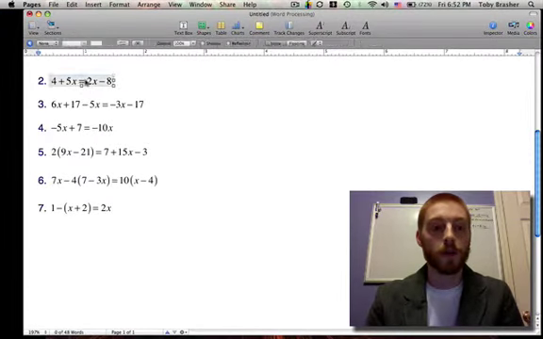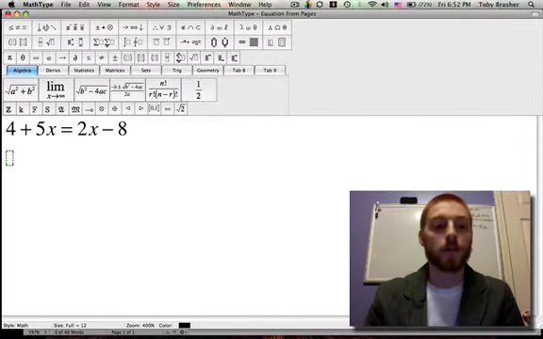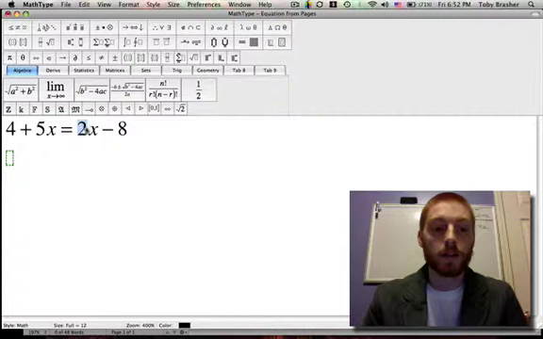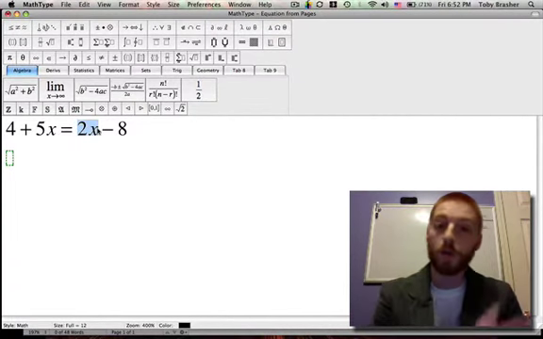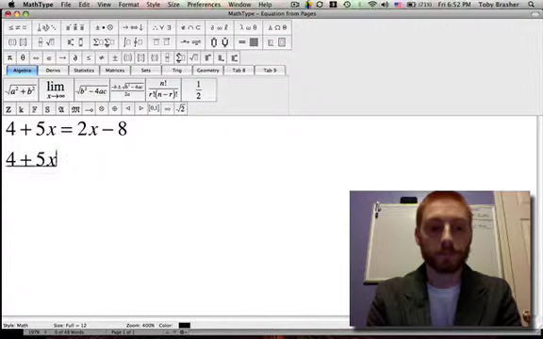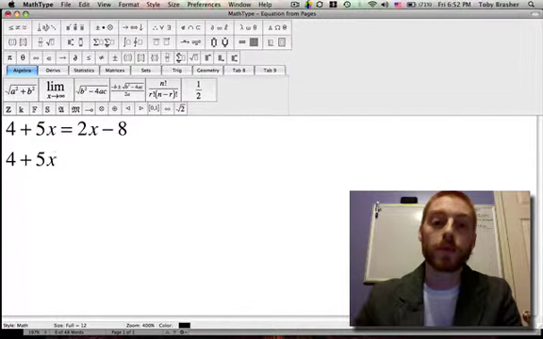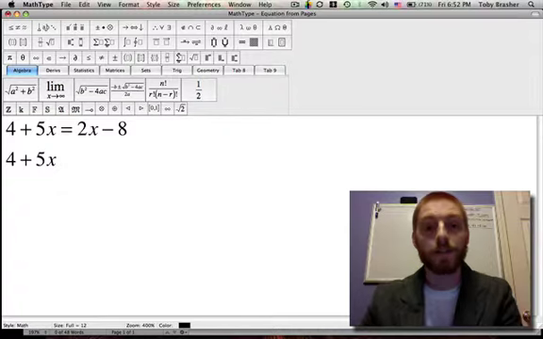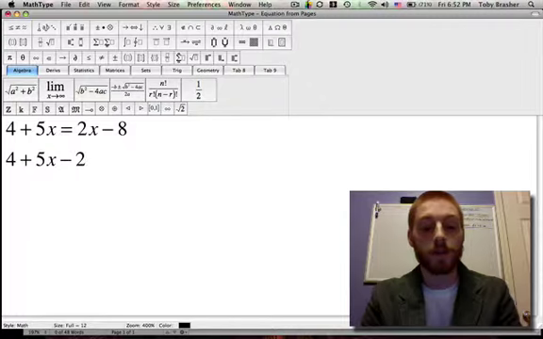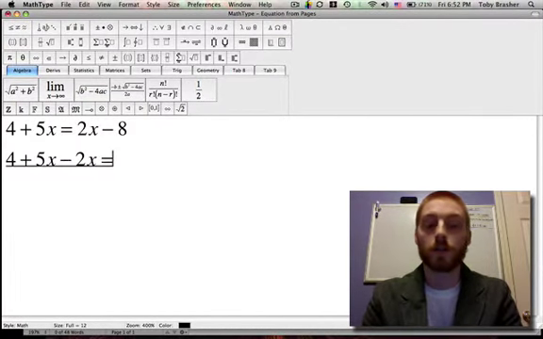On our second one, we have 4 plus 5x equals 2x minus 8. Again, I have to get my x's on the same side. The way I like to do this is I like to take the smaller x over to the bigger x. Well, I have 4 plus 5x, and I want to get rid of the 2x on the right side. In order to do that, I have to subtract 2x. But what I do to one side of the equation, I have to do to both sides. So I can't just subtract 2x from the right side, I have to subtract 2x from the left side also.